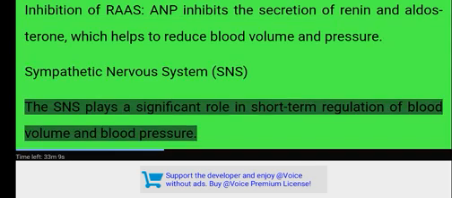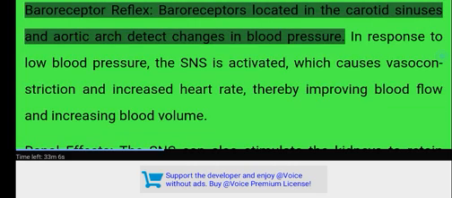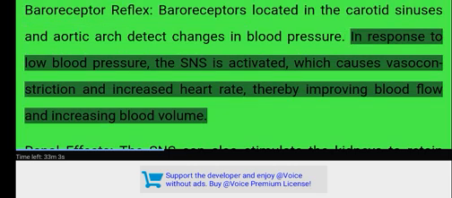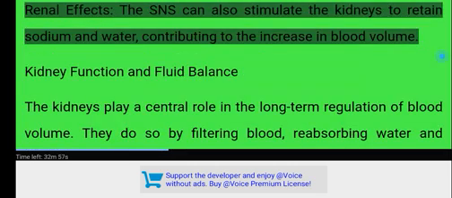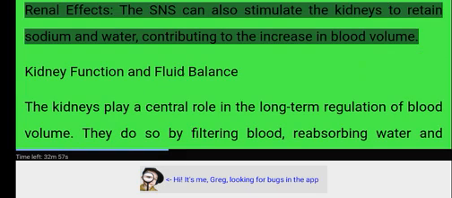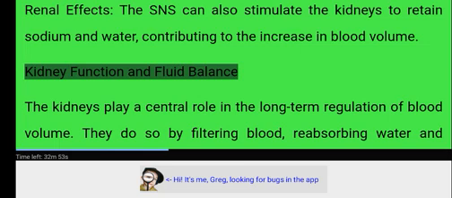Sympathetic nervous system, SNS. The SNS plays a significant role in short-term regulation of blood volume and blood pressure. Baroreceptor reflex. Baroreceptors located in the carotid sinuses and the aortic arch detect changes in blood pressure. In response to low blood pressure, the SNS is activated, which causes vasoconstriction and increased heart rate, thereby improving blood flow and increasing blood volume. Renal effects. The SNS can also stimulate the kidneys to retain sodium and water, contributing to the increase in blood volume.